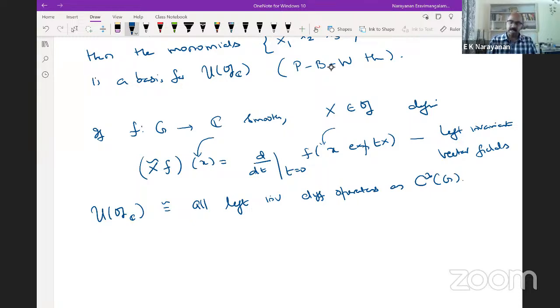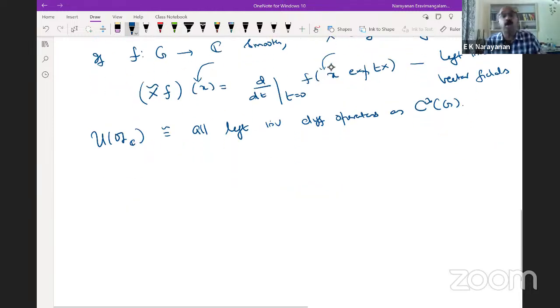Instead of saying on G, let's say on C infinity. Okay, they act on C infinity. Now, what is the advantage of having something so huge? So this is a huge object. Okay, it's infinite dimensional, right? You're looking at all different operators.